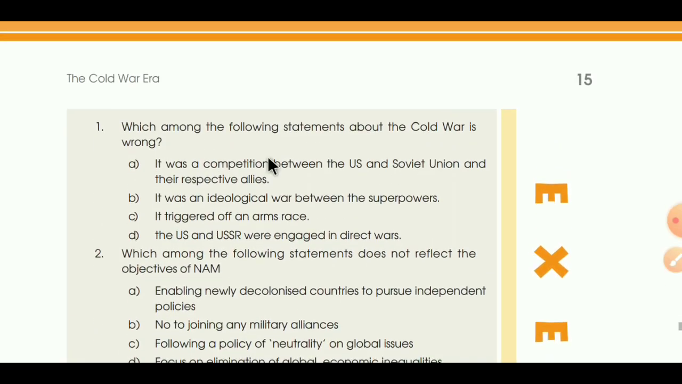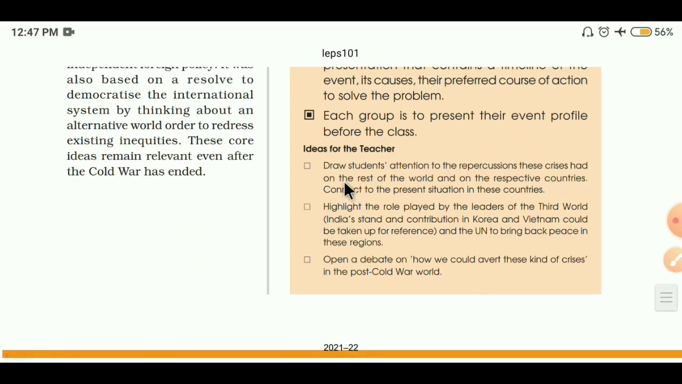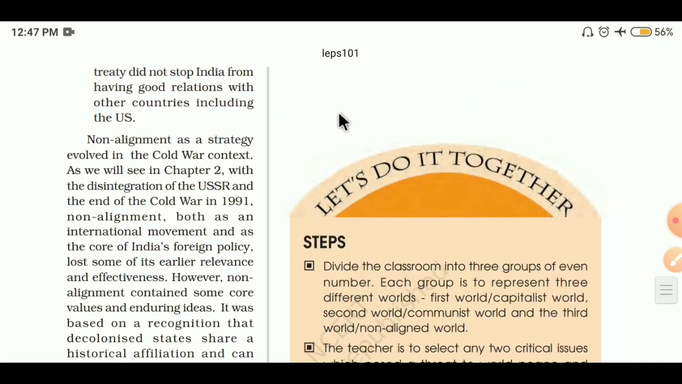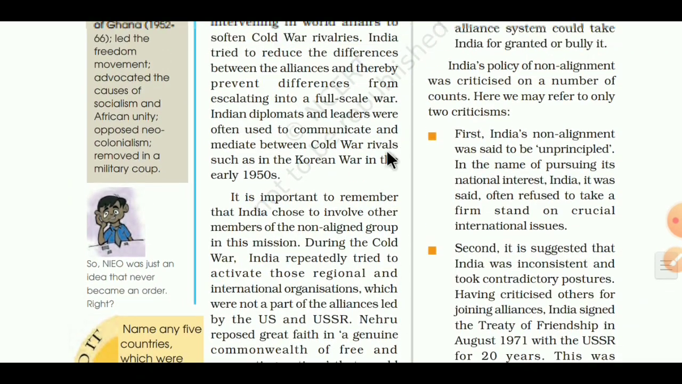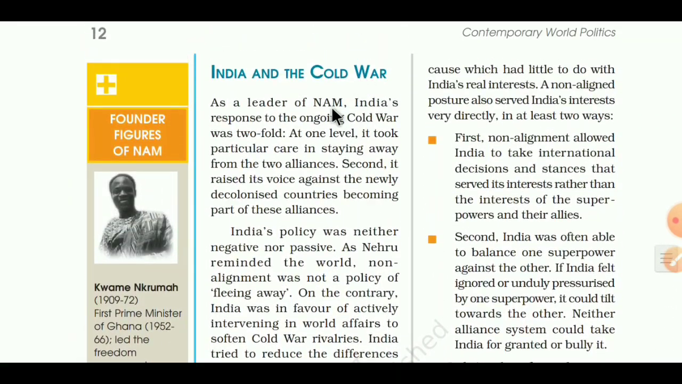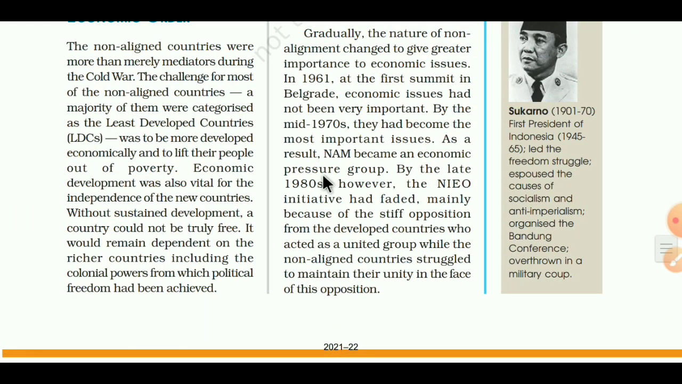You can read here. So friends, this chapter is very nice, and I also became a little emotional after reading this chapter, because this chapter is detailed about our country India.